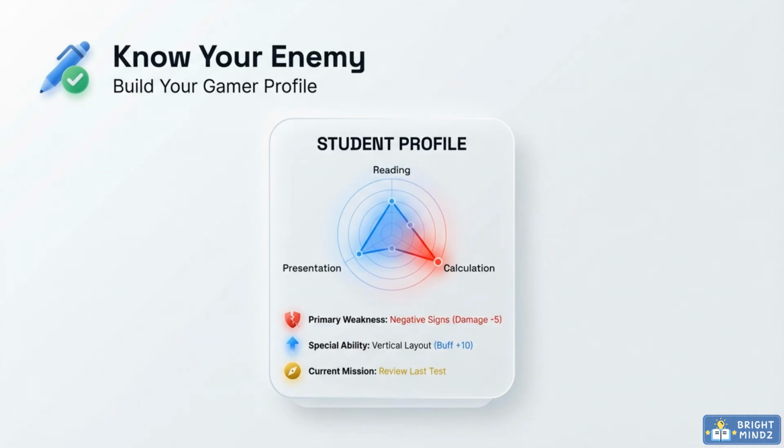Now zoom out and think of yourself like a game character with stats. In exams, your skills are things like reading accuracy, calculation control, and presentation. Instead of saying, I'm bad at math, get specific. Maybe your real weakness is negative signs, long paragraphs, or tiny diagram labels. You also have buffs, habits that secretly give you extra marks. Your job is to map both. Then choose one weakness and one strength to focus on in your next practice test.